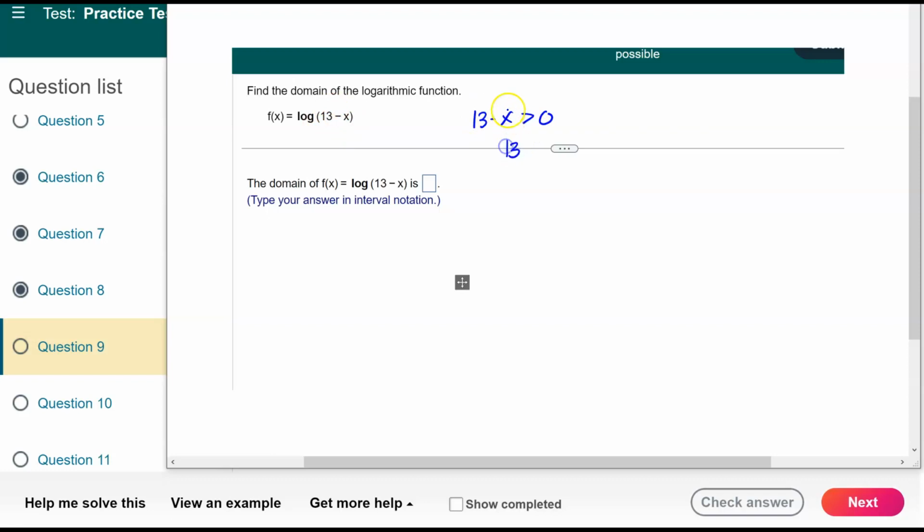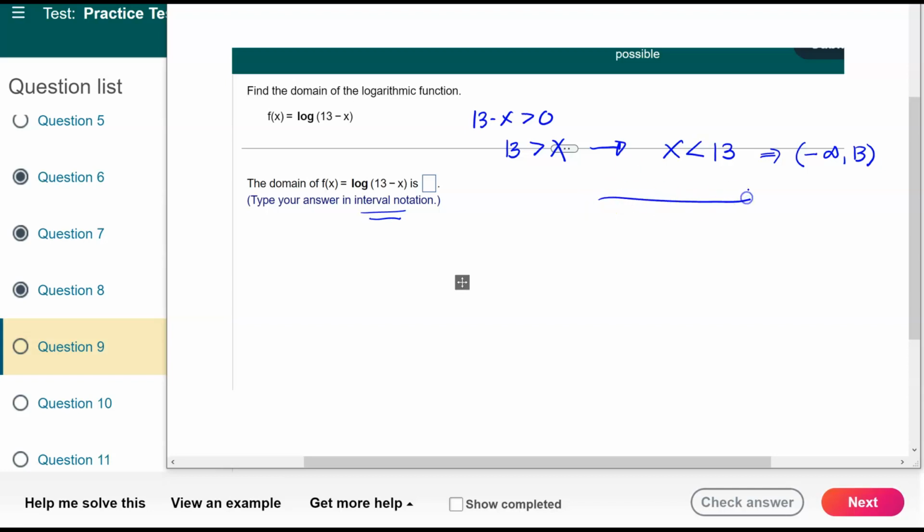So you have 13, you move negative x to this side. So it's like adding plus x on both sides. So you will have 13 greater than x. That means also x is less than 13, right? This means x is less than 13. And how do you write that in interval notation? So x is less than 13. That means negative infinity to 13, open, because there's no equality there.